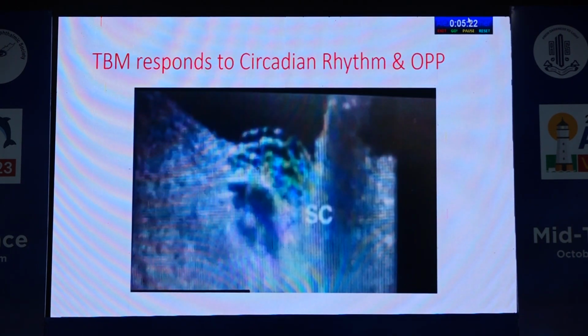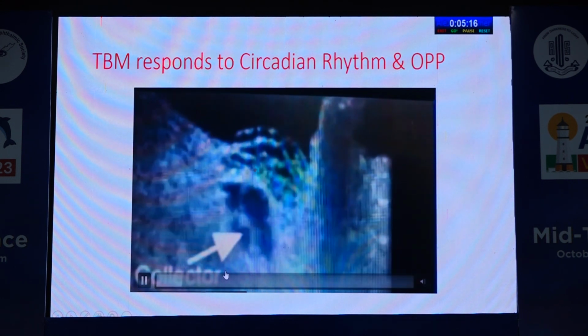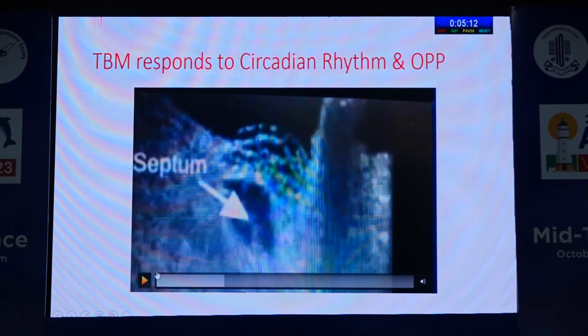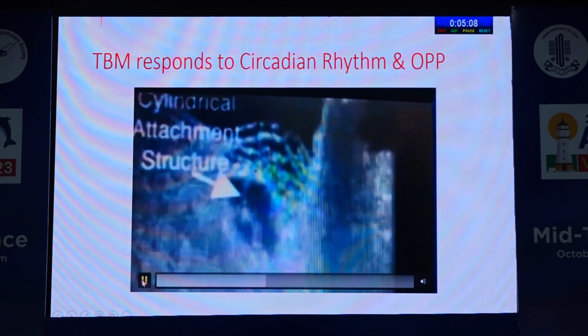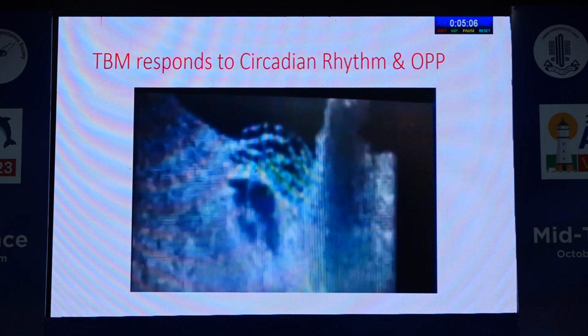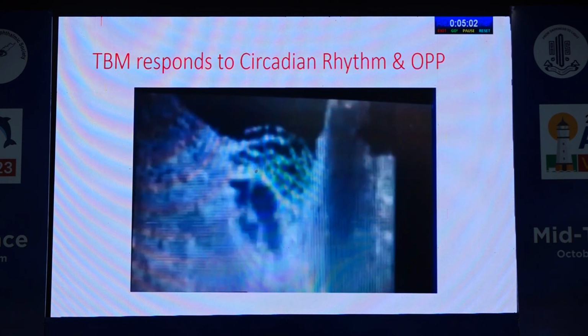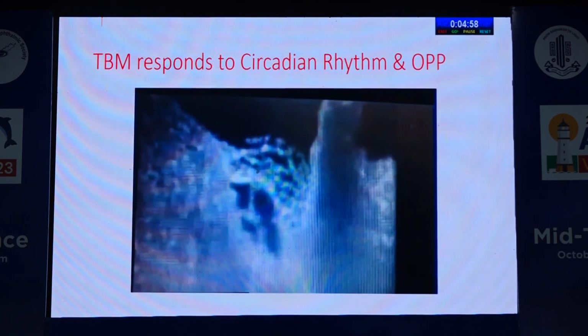The trabecular meshwork also responds to circadian rhythms. That's why the intraocular pressure is unstable, even from hour to hour, day to day, week to week, even over years.